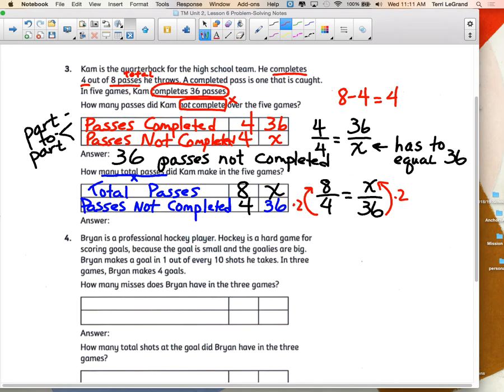So what would our equation be? 36 times 2 equals X. We're gonna work from bottom up. 36 times 2 equals X. What's 36 times 2? 72, somebody says. So 72 what? Total passes. 72 total passes.